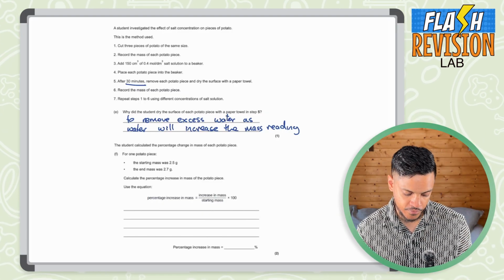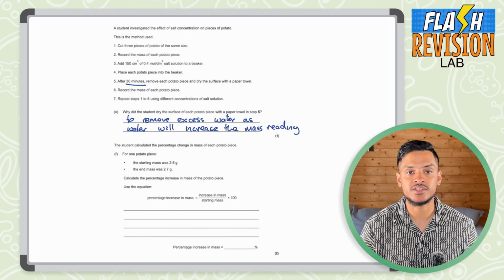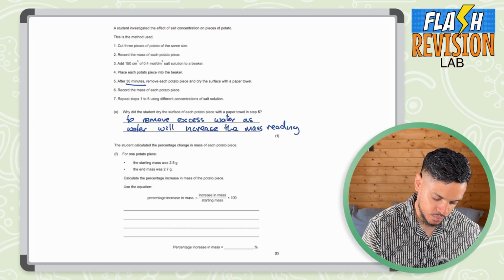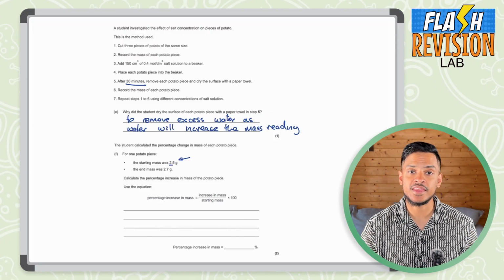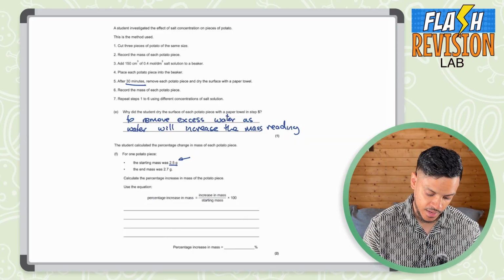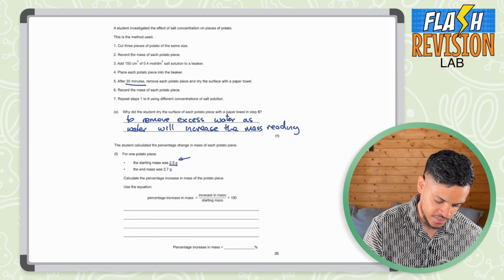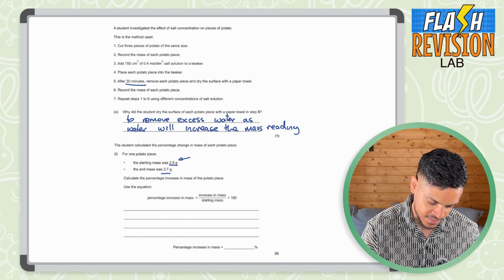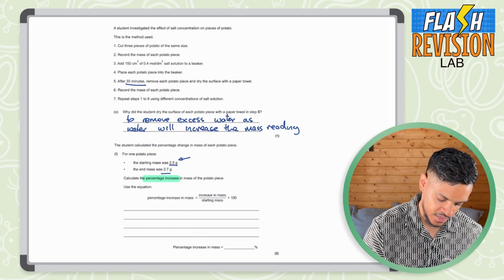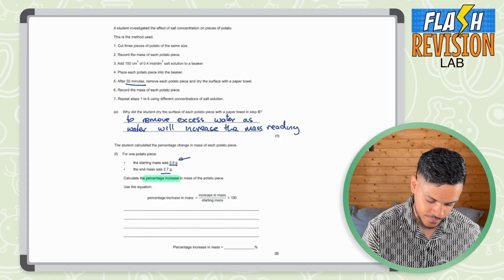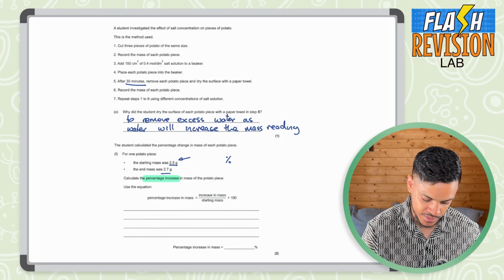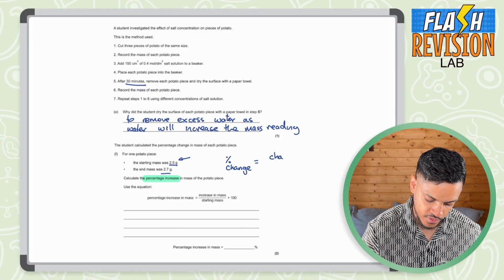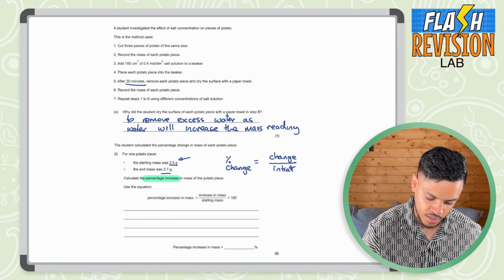Then for the second part, for part F, they've actually given you an example of results. When they measured a potato piece at the beginning, it was 2.5 grams. Then they left it in the solution for half an hour, and half an hour later, it increased to 2.7 grams. What they want you to work out here is the percentage increase. To work out the percentage increase, or just percentage change, I always tell students it's change, whatever the change is, over the initial value times 100, right?